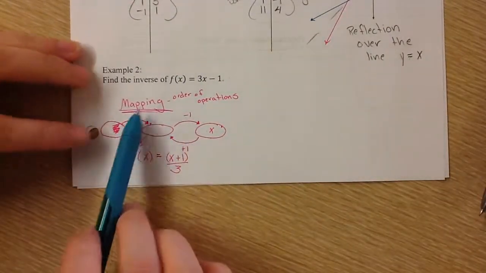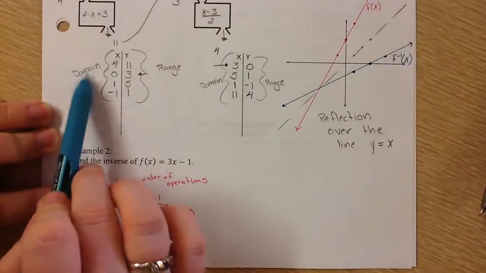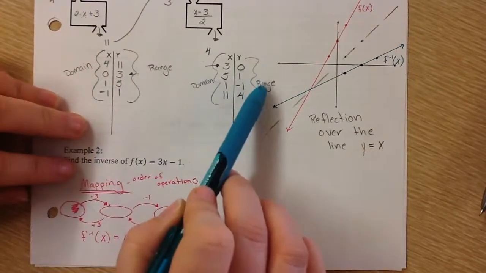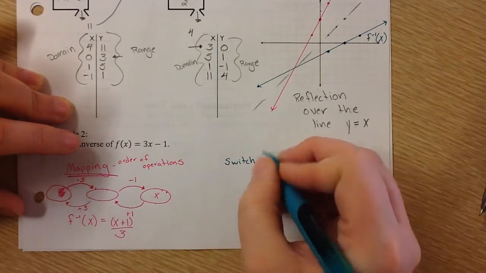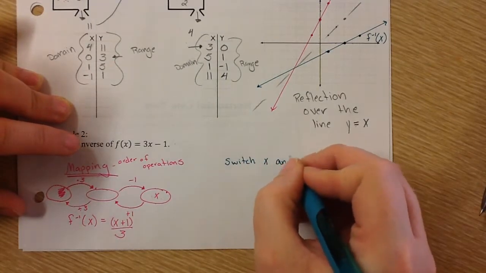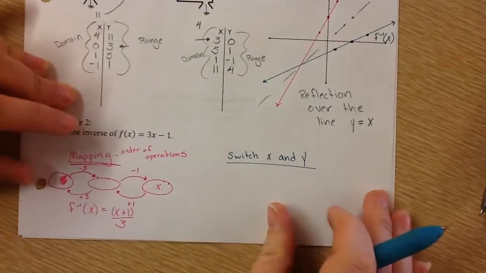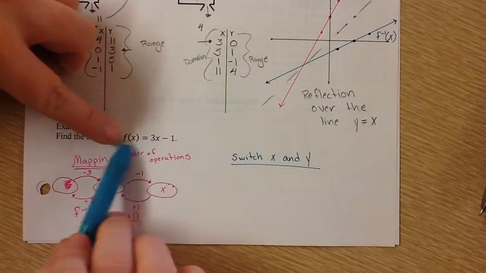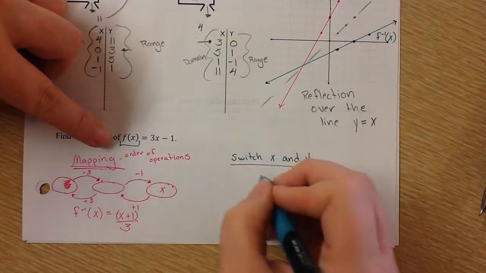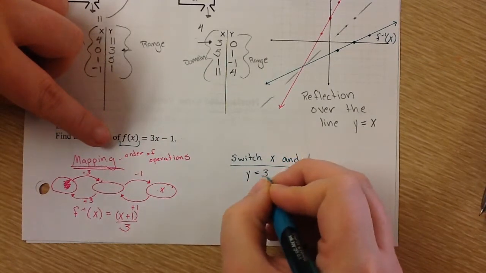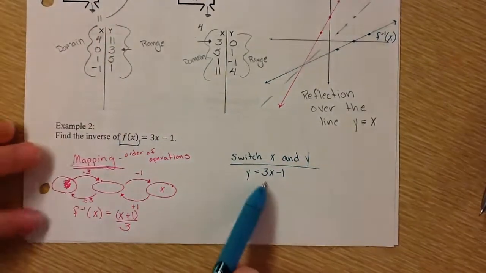The other way is using this idea that domain becomes range and range becomes domain. Basically how we do this is we are going to switch x and y. That's the other way of doing it. So the first step is to write this in x's and y's. So replace this f of x here with a y. So it would be y equals 3x minus 1.